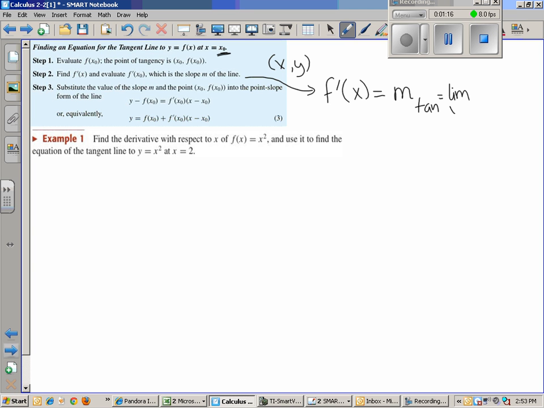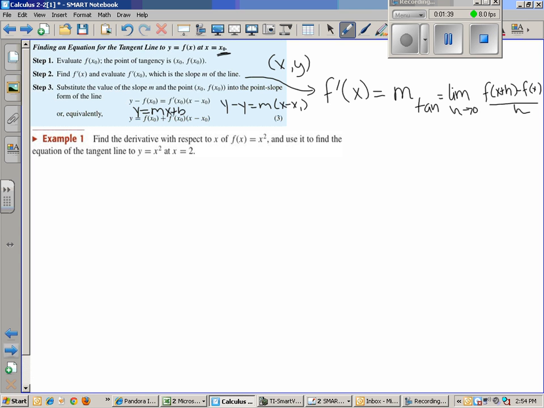The limit as h goes to 0. And then the third one is going to remind you to put this in y equals mx plus b, or you could do point slope form. So just algebra 1.